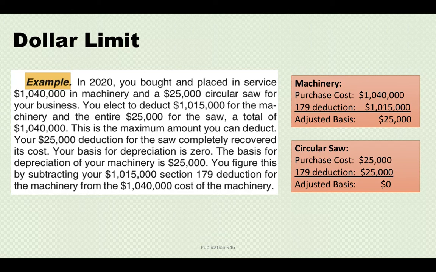And for the circular saw situation, your purchase price, which is the cost, is $25,000. Then your Section 179 deduction is $25,000, so your adjusted basis is 0. If you turn around and sell it at $10,000, you have to recapture that $10,000 to be taxed at your ordinary income tax rate.